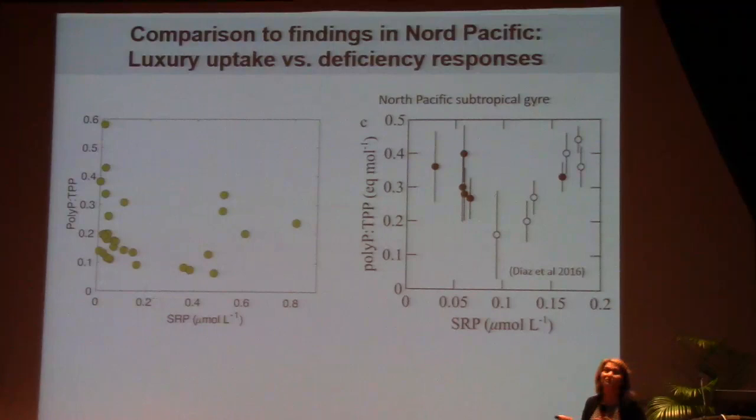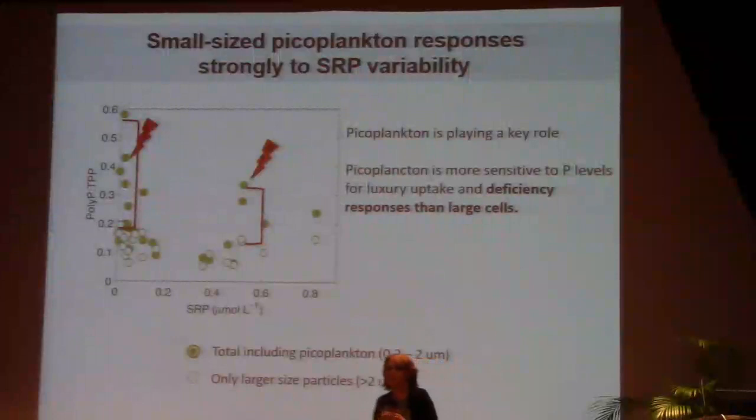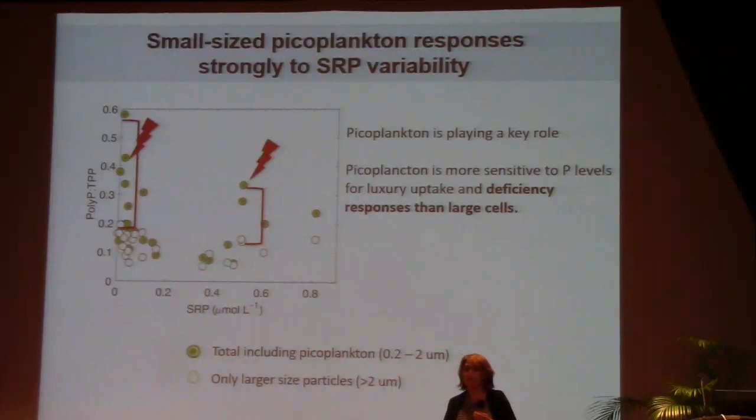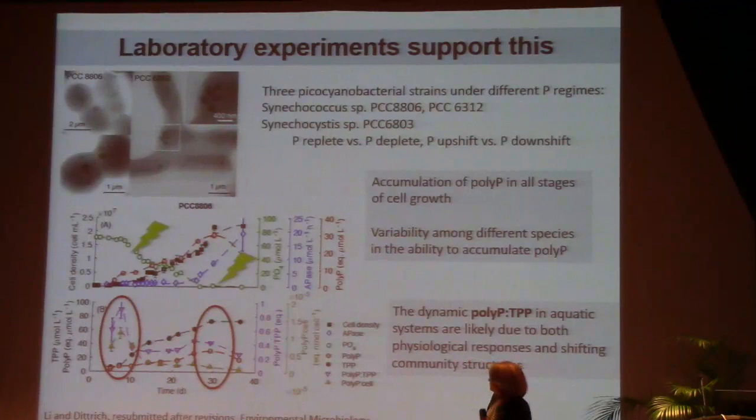And the last question, remember, I was asking at the beginning, is there someone who actually preferentially takes that? For this specific study, we did size distribution. We have filter 0.2 and filter 2 micrometer. So we measured polyP in two different sizes when we were talking about polyP accumulation under this extreme condition. And it's actually the picoplankton response that is more important than the larger cells. And thus, we could support it with our lab study.